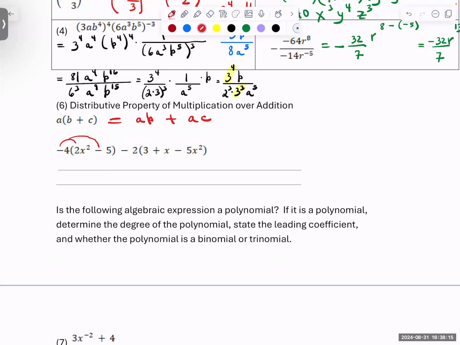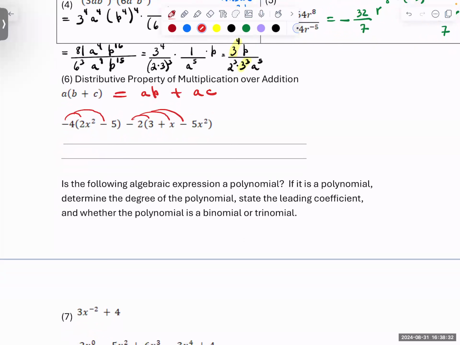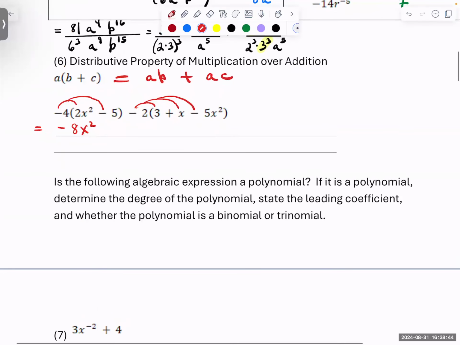And then -2, we can think of that as adding -2 times and distributing. Think of it as a -2 times each term inside of the parentheses, minus 5x squared, or add -5x squared. So it's like a -2 times a -5. So with some mental calculations, we have -8x squared plus 20 minus 6 minus 2x and plus 10x squared.